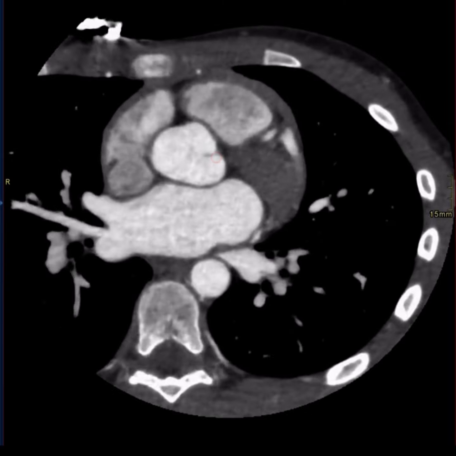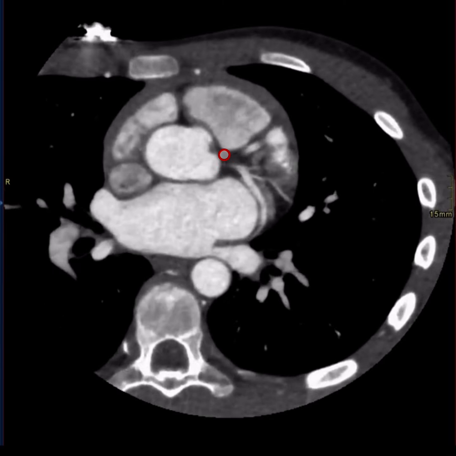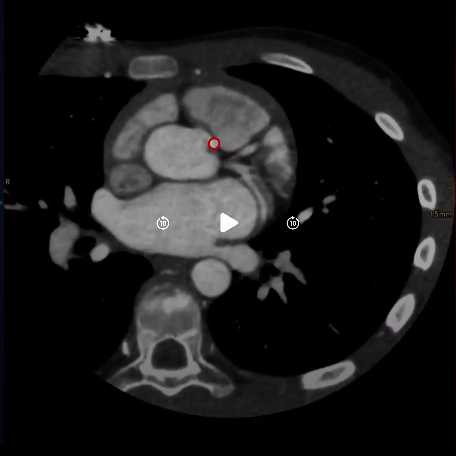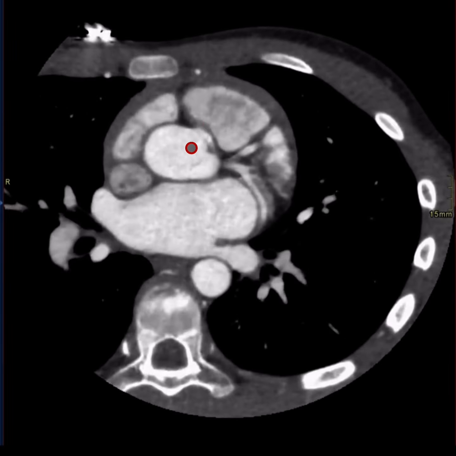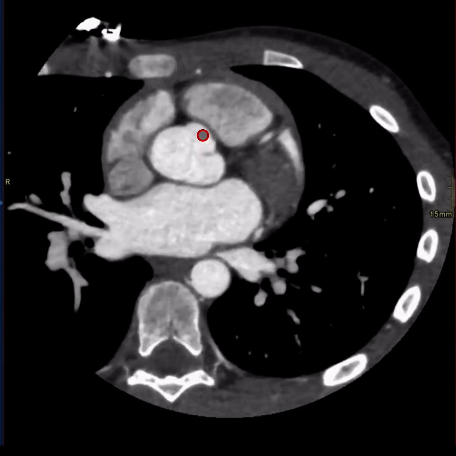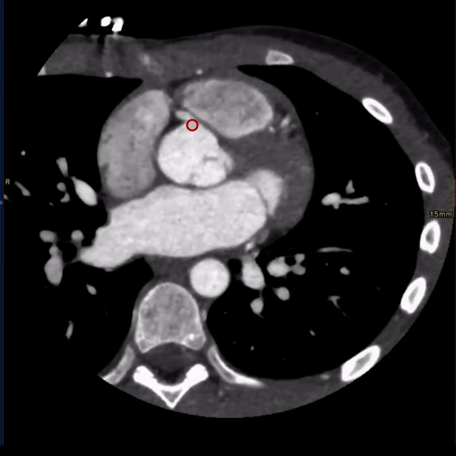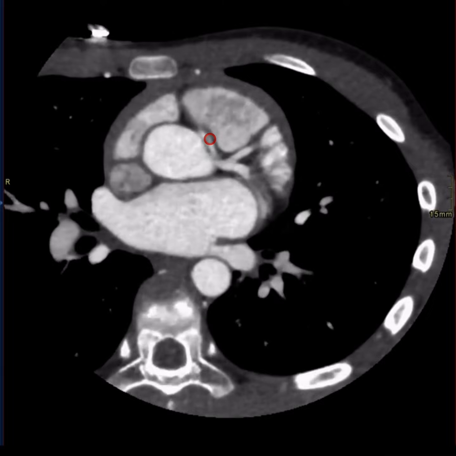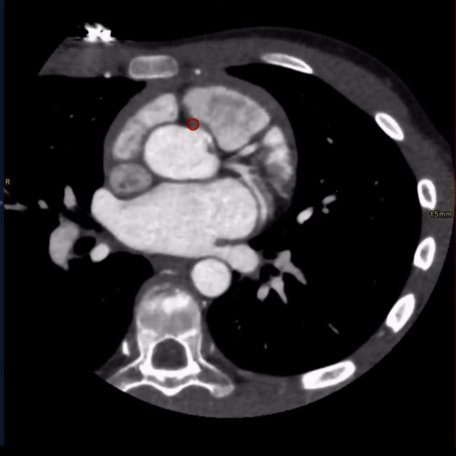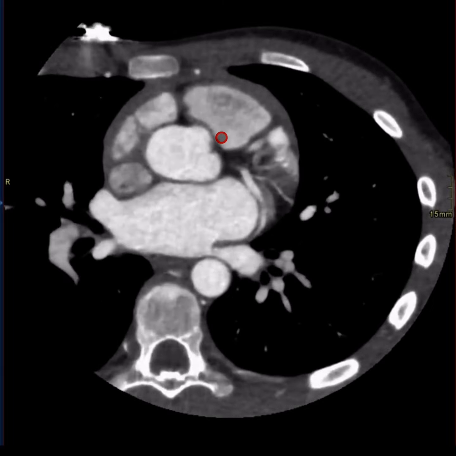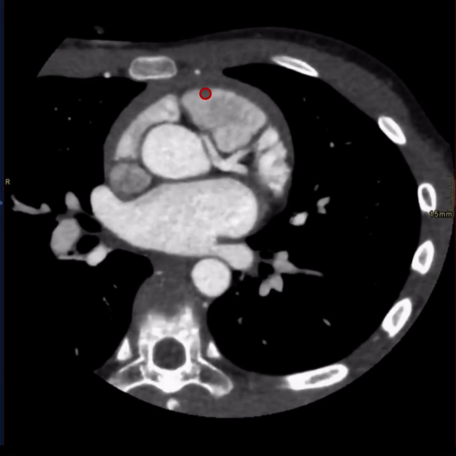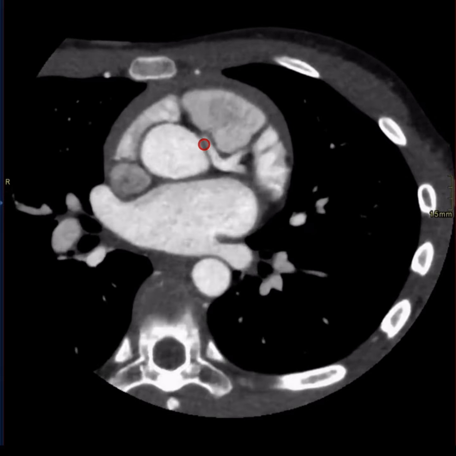Now, where is this main stem? It is not originating from the left coronary cusp. What we do see is that the main stem originates from this cusp, which is the same cusp that gives rise to the right coronary artery. So this is an aberrant origin of the main stem. And not only is its origin abnormal, its course is also abnormal. It courses here between the pulmonary artery and the ascending aorta.